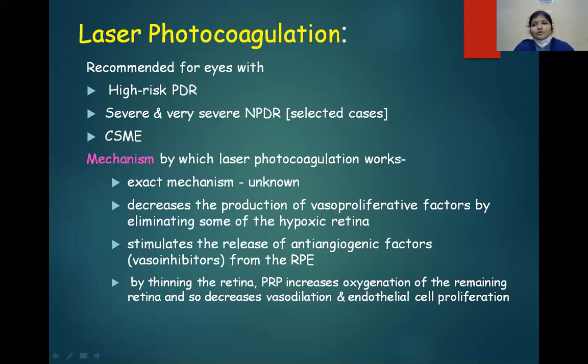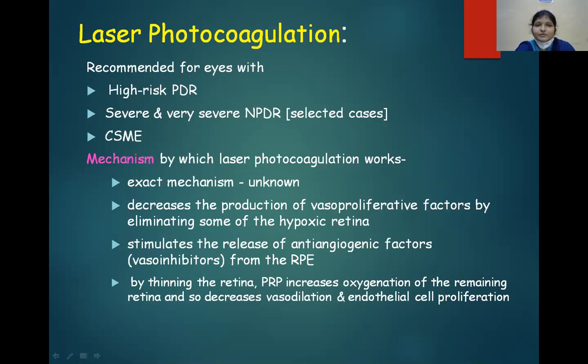Previously, it was indicated for all cases, but now with the advent of anti-VEGF and steroids, the use of laser photocoagulation has decreased, and it is reserved for patients with high risk PDR. That is, when NVD is more than 1/4 to 1/3 with or without vitreous hemorrhage, and NVD is less than 1/3 with vitreous hemorrhage, and NVE more than half with vitreous hemorrhage. So all these are high risk characteristics of PDR. In all such cases, we have to advise laser photocoagulation.